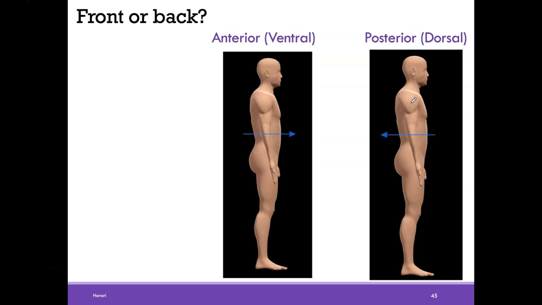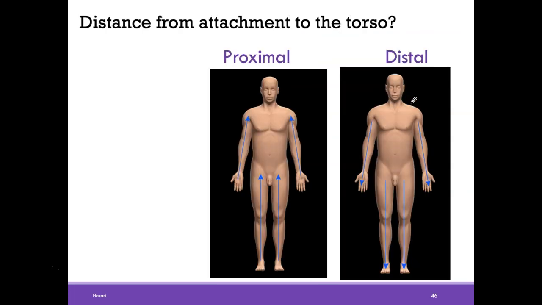Posterior is toward the back. So we could say the sternum is anterior to the heart. The esophagus is posterior to the trachea. Then we have proximal and distal. So how close is it to the point of attachment to the torso? If it's very close to the attachment to the torso, it's proximal. If it's farther away from the attachment to the torso, it's distal.